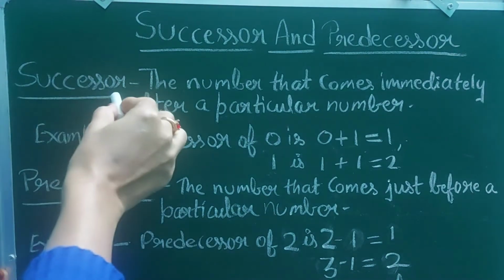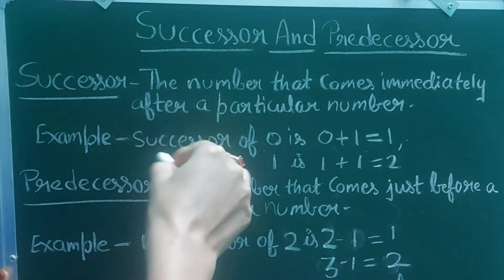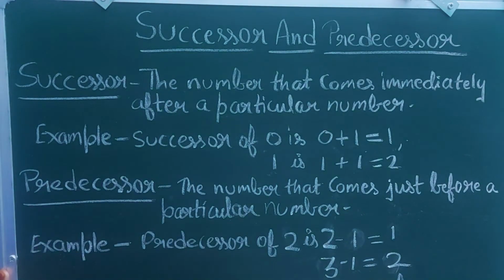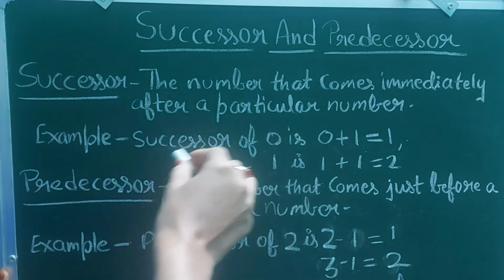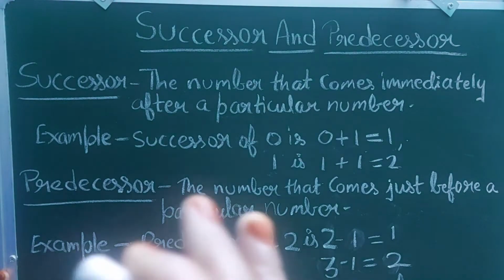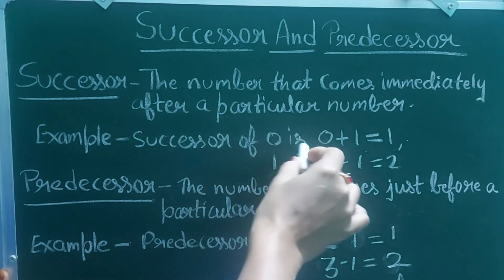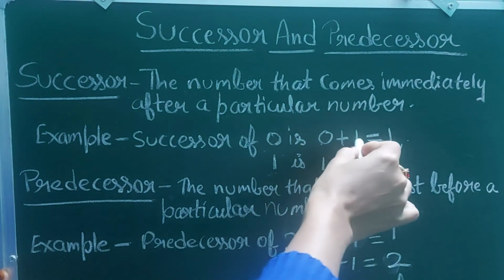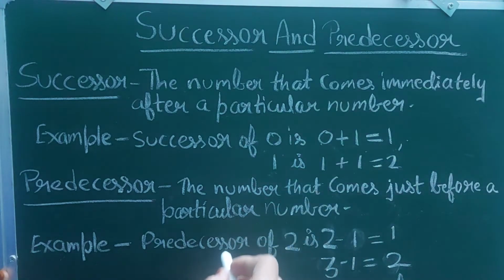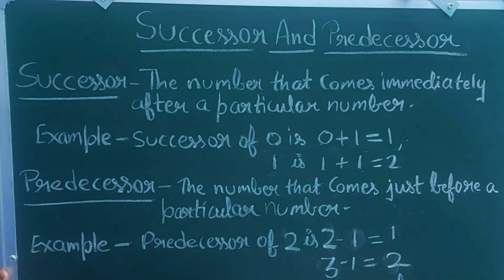Now, what is successor? The number that comes immediately after a particular number is called the successor of that number. Like if anybody asks you what is the successor of 0, what is coming after 0? 1 is coming, okay? And what is the method for finding it out? You simply have to add 1 to that particular number, okay? Like in this we have to find the successor of 0, so 0 plus 1 comes out 1. Now what is the successor of 1? So 1 plus 1 will get 2, okay?